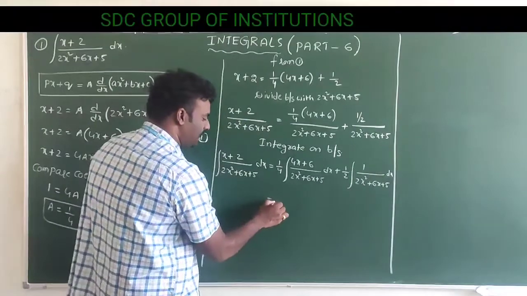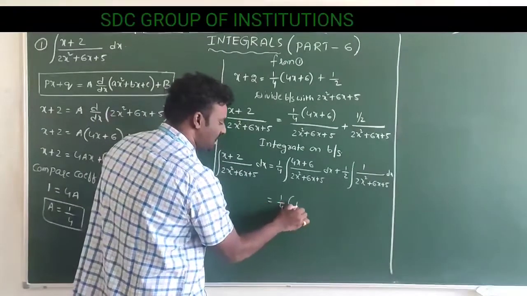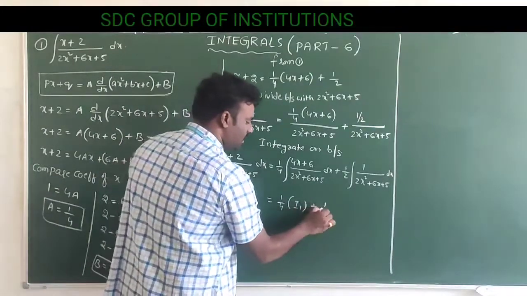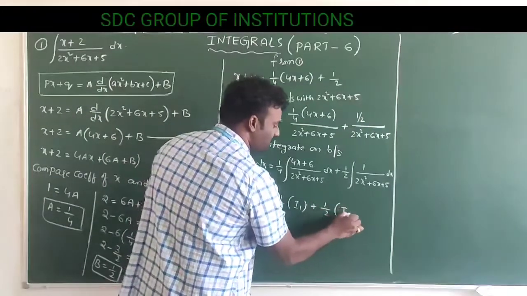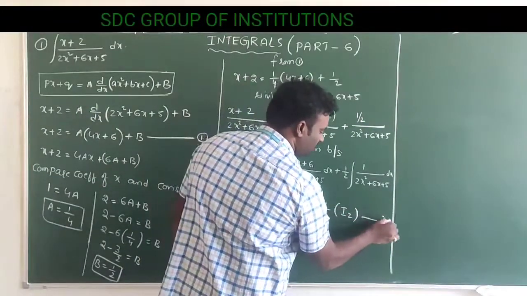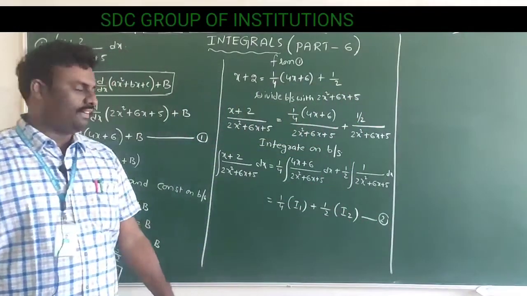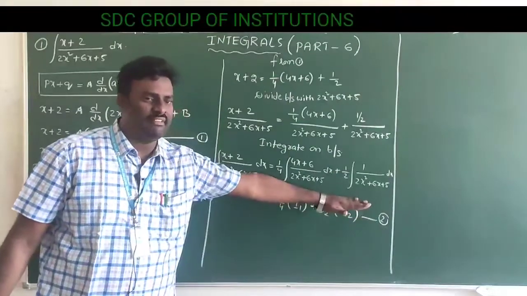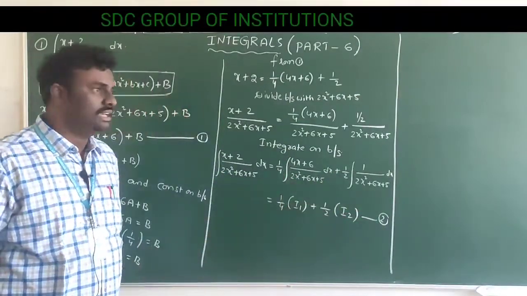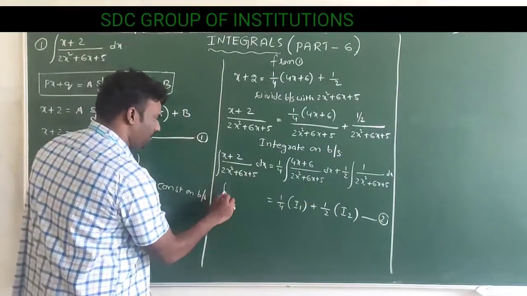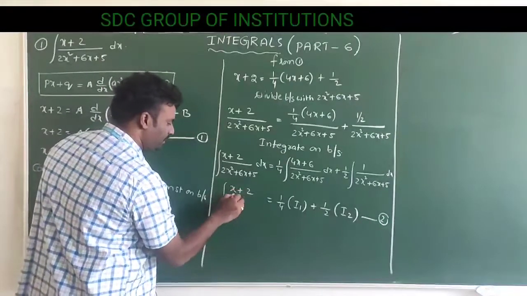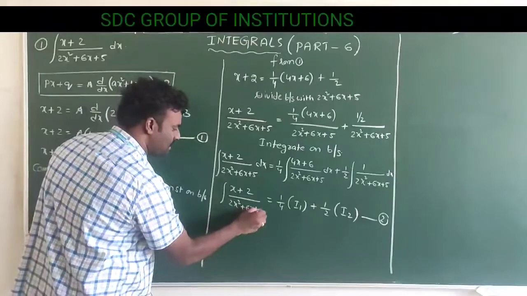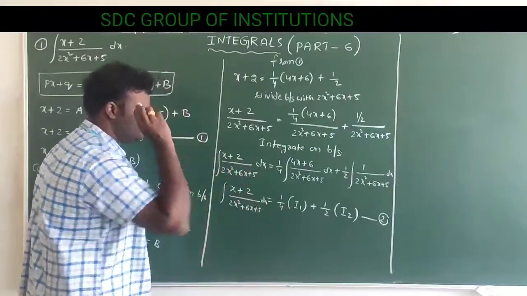That's why I am taking the first integration as I1 plus the second integration as I2. I will find this I1 separately, I2 separately. After finding I1, I2, again I will substitute in equation 2, integral (x + 2) / (2x² + 6x + 5) dx.